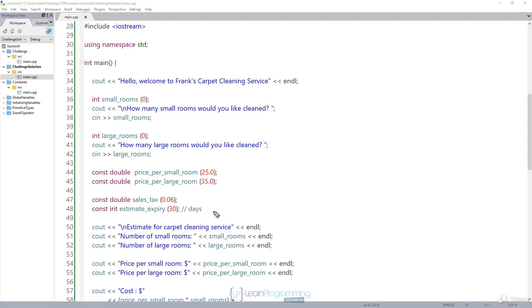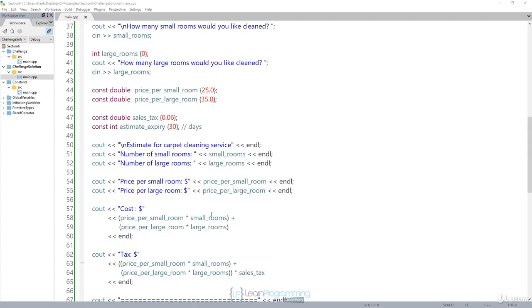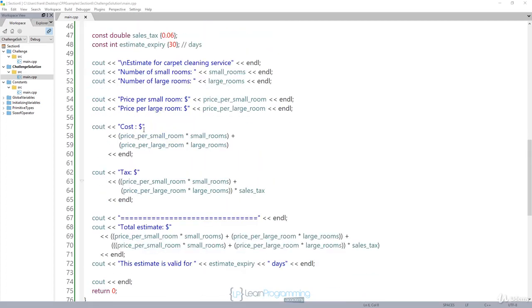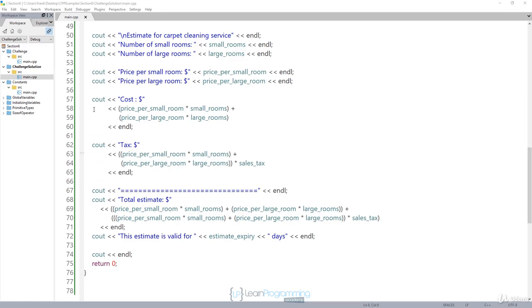Okay, so let me clear this, and I'll scroll up just a little bit, and let's take a look at some of the calculations. Here are some of the output statements, and you can see here I'm outputting the number of small rooms, which is just whatever the user typed in, and the number of large rooms, which is whatever they typed in. The price per small room and the price per large room right here, those are our declared constants, which I'm outputting. And now the cost. The calculation is really simple. It's the cost of the small rooms plus the cost of the large rooms.